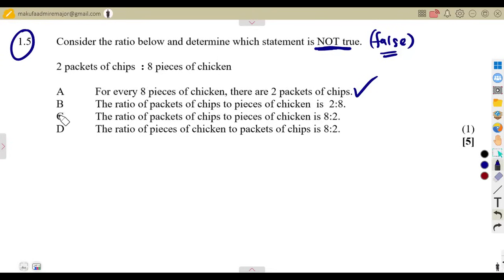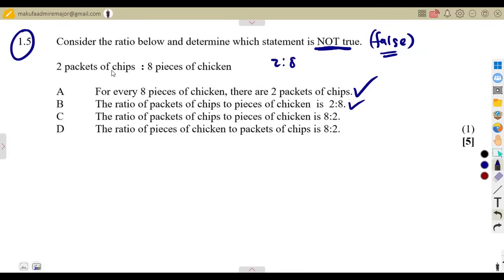As long as you're interchanging everything. The ratio of packets of chips to the pieces of chicken is 2:8. This is exactly what we see here. This is correct.